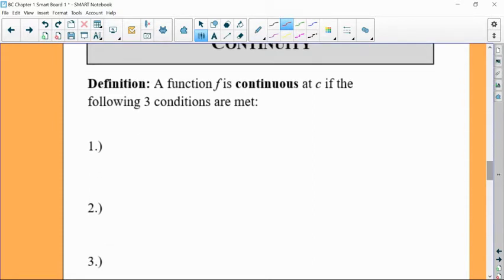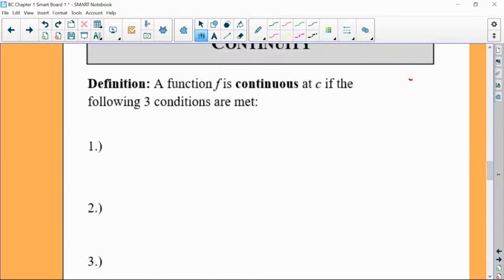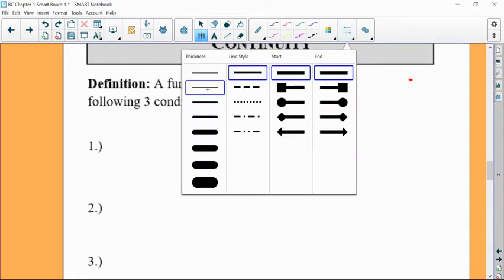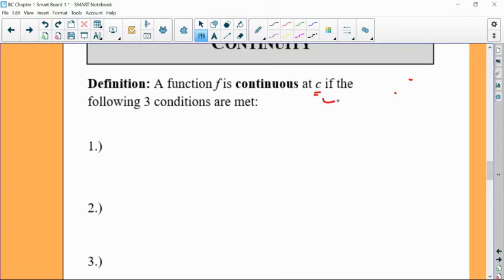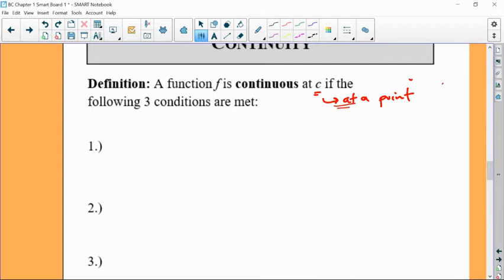So there are three things that have to happen for you to prove that a function is continuous at a point. And notice that c is one specific point, so we could say at a point. Okay, so continuous at a point. Three things have to happen, and it's building off our idea of limits, so it's going to have limits in its definition.